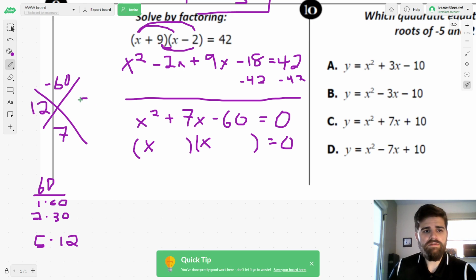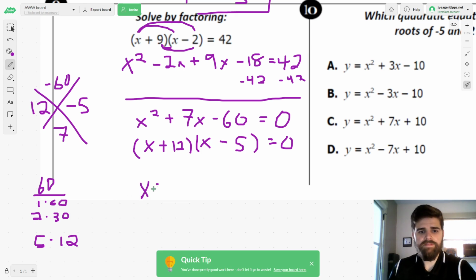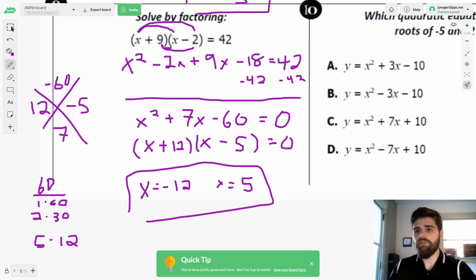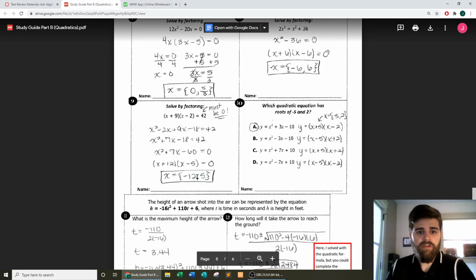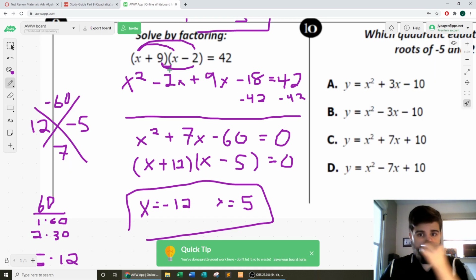12 and 5. 12 times 5 is 60, but I'm going to need one of them to be negative. If I'm trying to get positive 7, then I want the 5 to be negative. So x plus 12, x minus 5. So there's our answers, negative 12 and positive 5. Cool. Again, you have access to the answers on here, so you can see that's correct, negative 12 and 5.